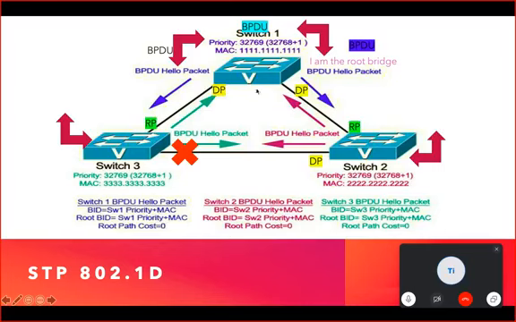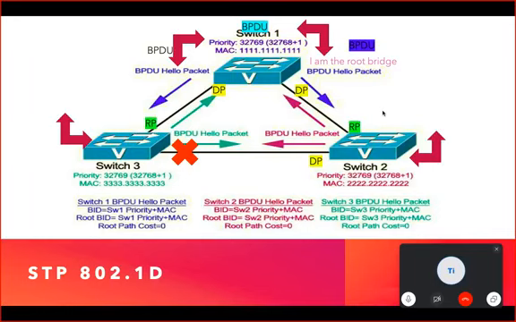So these ports will become the designated port. Now come down to switch 3 and switch 2. Now one port is here, you can see in green color, RP, root ports. These two ports are root ports. How will we choose the root port?